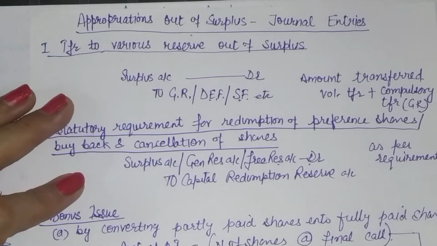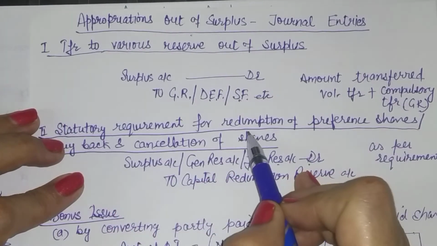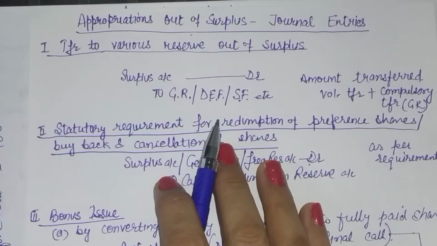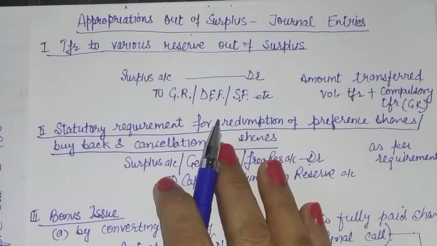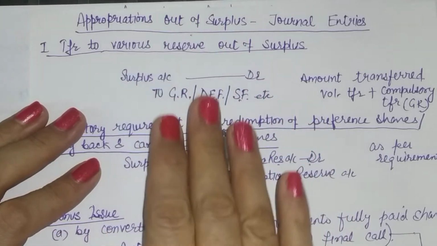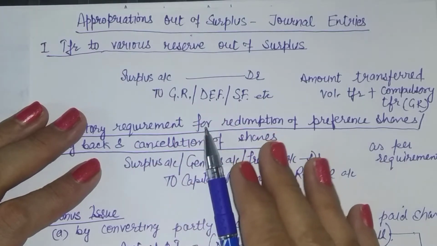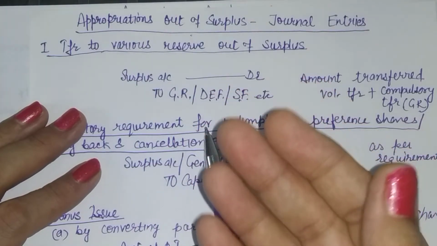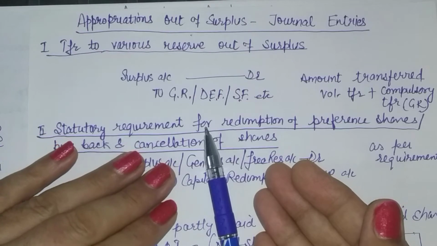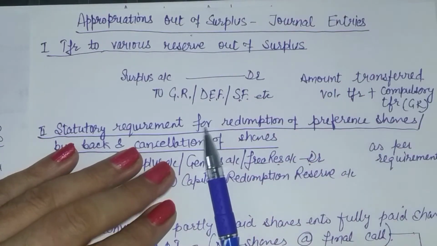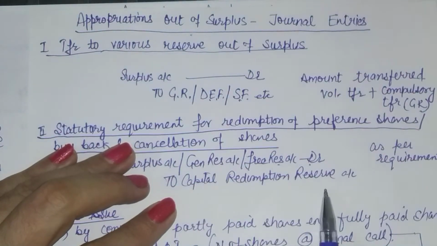Now second is statutory requirement for redemption of preference shares. Now when a company goes for redemption of preference shares or buyback and cancellation of shares, then our Companies Act requires that our capital structure should not change. That is, when capital is being cancelled, your capital is reducing, then at the same time there should be an equivalent increase in the capital, that is at one place your capital is reducing and on the other side you are increasing capital either by issue or by making transfer to capital redemption reserve.